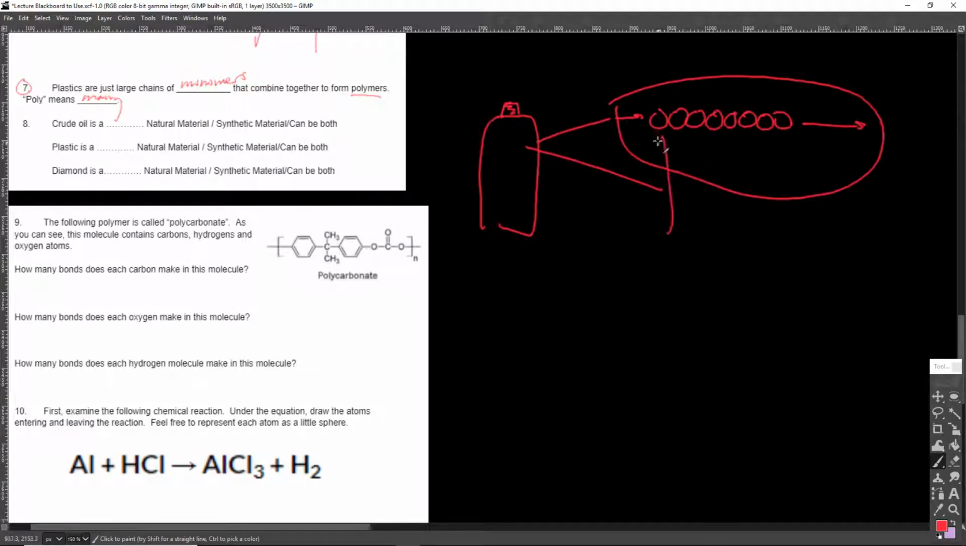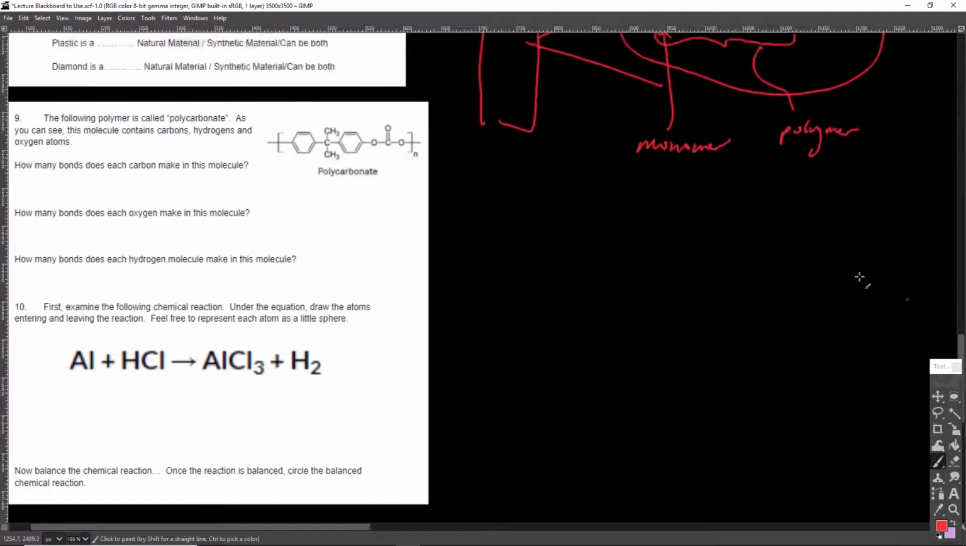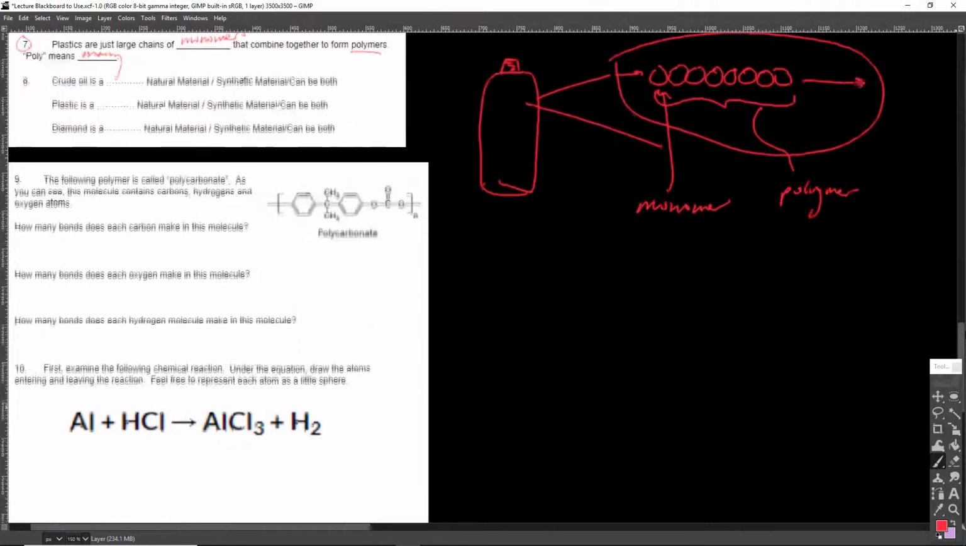Okay, each one of these little circles is called the monomer, and the whole chain itself is called a polymer. Okay, gotta know those terms. Oh, we almost missed eight.